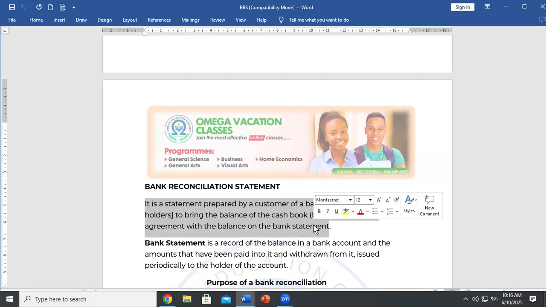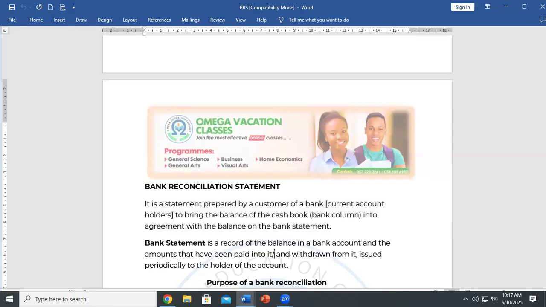Now, what is a bank statement? I think I've hinted that this is the record kept by the bank. But what are the specific details in this bank statement? It's a record of the balance in a bank account and the amounts that have been paid into, or technically we say deposited in the account, as well as the amounts withdrawn from it.